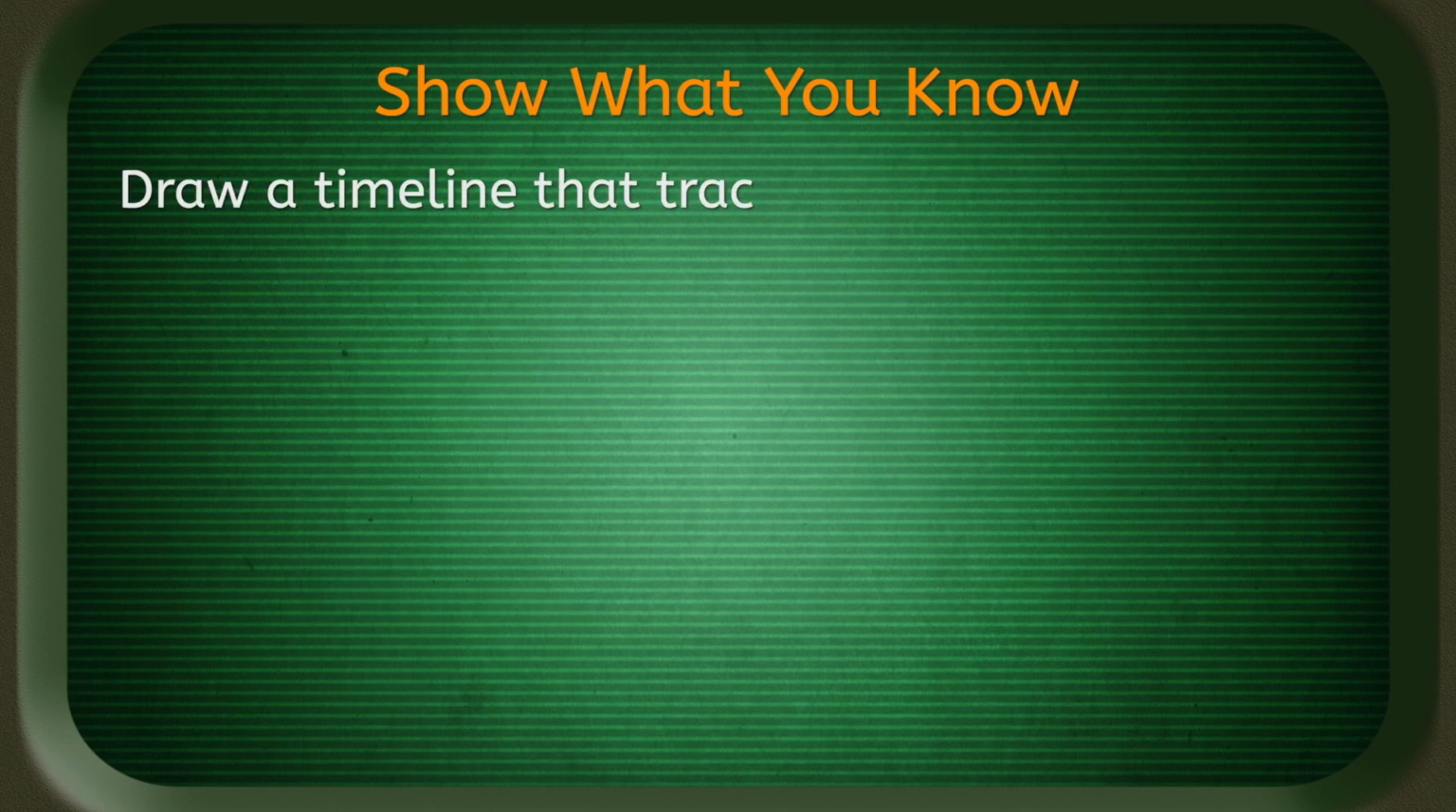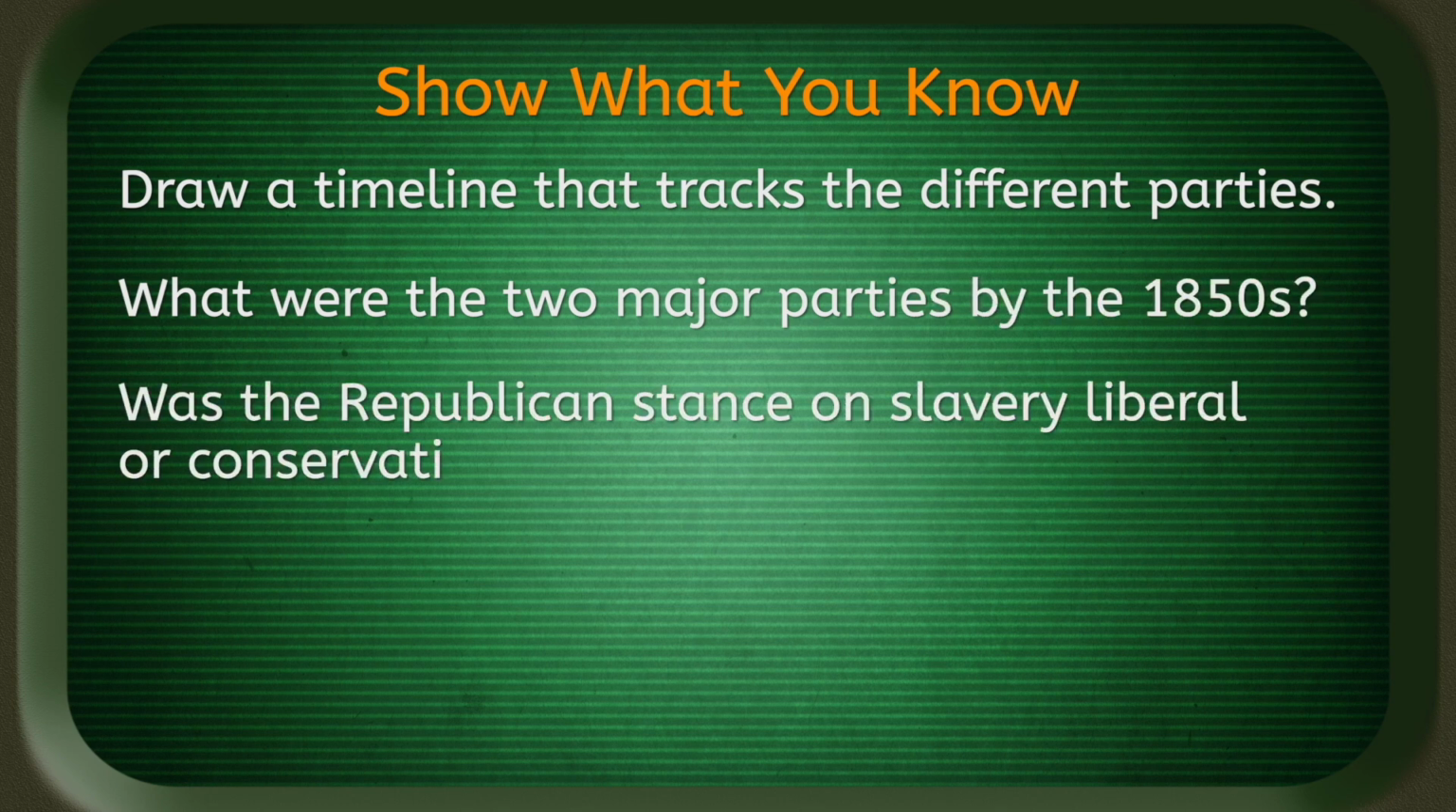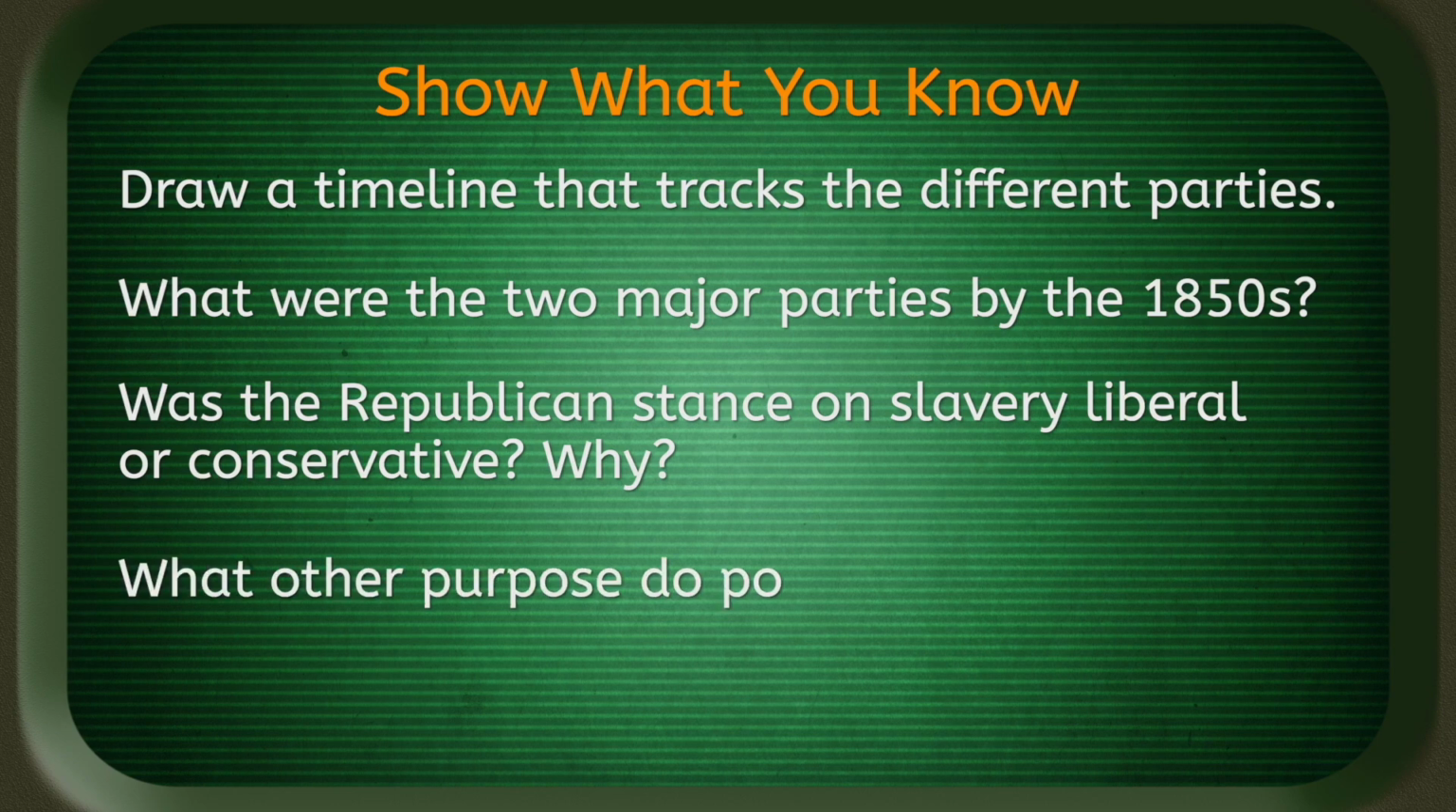Draw a timeline that tracks the different parties. What were the two major parties by the 1850s? Was the Republican stance on slavery liberal or conservative? Why? Remember, liberal references a person or party's desire to see the legal status of an issue change. Conservative references the desire to keep it the same. And finally, what other purpose do political parties serve?